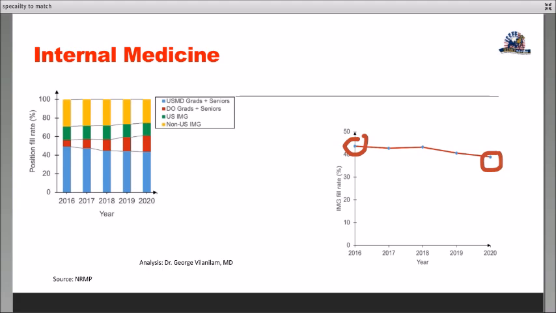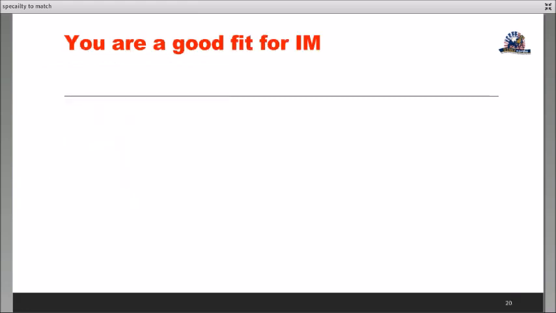There is also an increased number of DO graduates. So this is a trend that you are likely to see, DO graduates competing for the same spots even in IM, but it's not as much as FM. Right? So while you see here the DO graduates are increasing, which may be impacting the fill rate, but it's not as pronounced. So what determines if you're a good fit for IM?